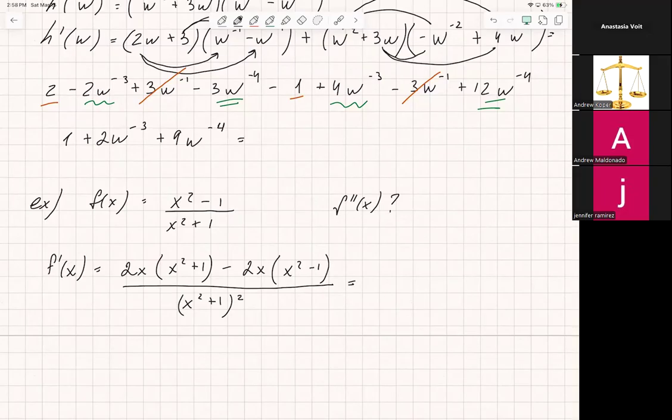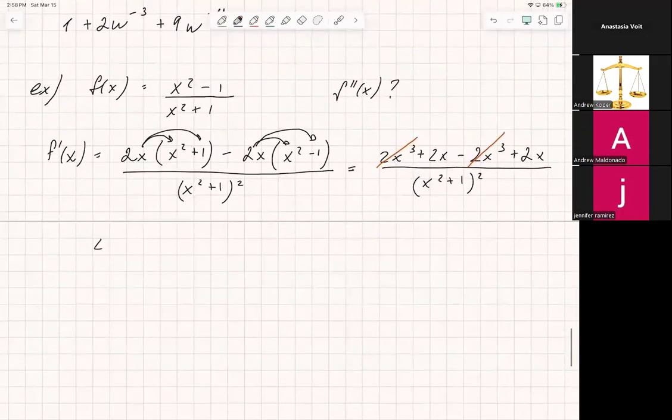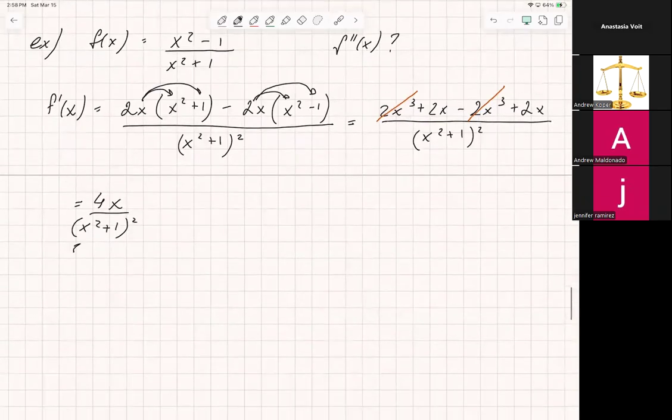Okay, now let's simplify it. Let's distribute the 2x. And we have 2x cubed plus 2x minus 2x cubed plus 2x over x squared plus 1 squared. As we can see, the 2x cubed are gone, and we have 4x over x squared plus 1 squared. All right, so this is the expression that we're going to be taking the second derivative of.